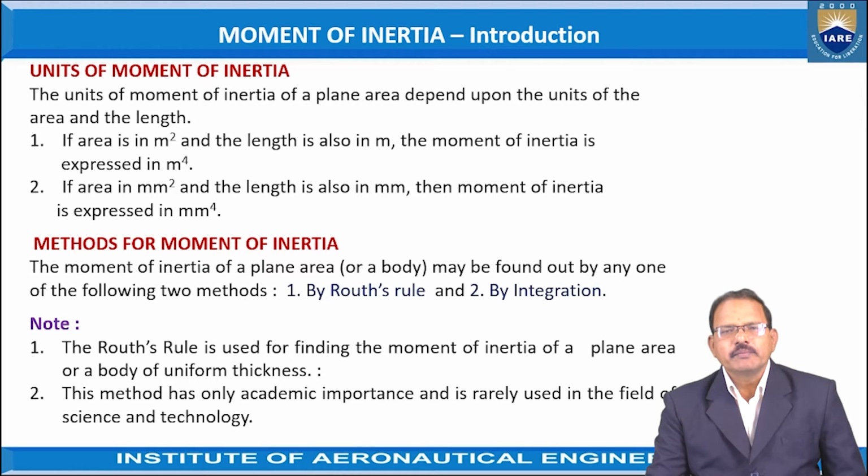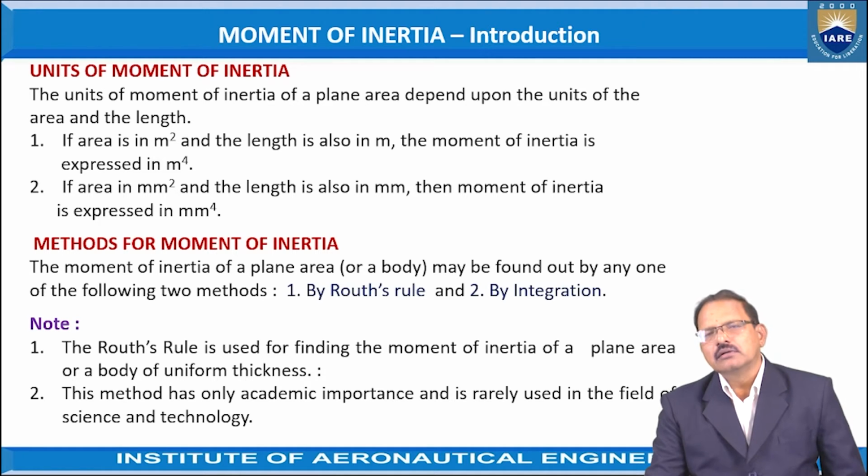The methods for moment of inertia. The moment of inertia of a plane area can be determined using two methods. The first method is Routh's rule. The second method is the integration method. Routh's rule is used for finding the moment of inertia of plane areas having uniform thickness and regular figures. Regular figures means it may be a square or rectangle, a triangle or a circle, and so on.